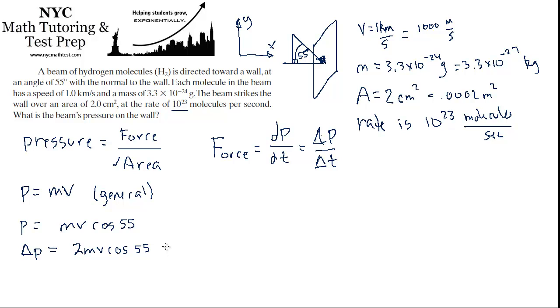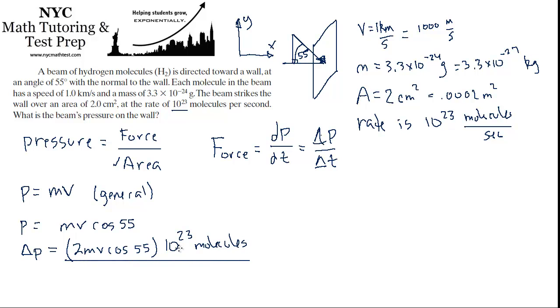And then we also know that this happens at this rate, so we now know where we're going to use this. What this delta P is telling us is the change in momentum for one molecule. But if we want to know the total change in momentum for this collection of molecules that's hitting 10 to the 23rd per second, we can multiply this by 10 to the 23rd. And this actually kills 2 birds with 1 stone, because this tells us the number of molecules. So this gets us the whole collective.